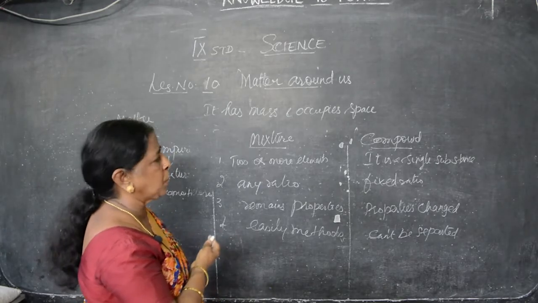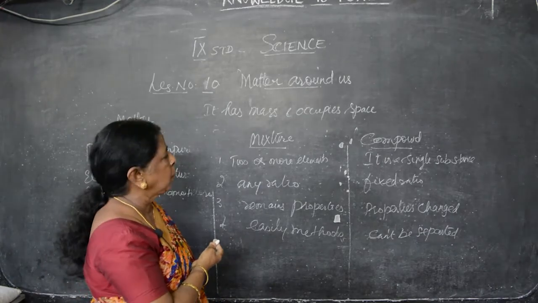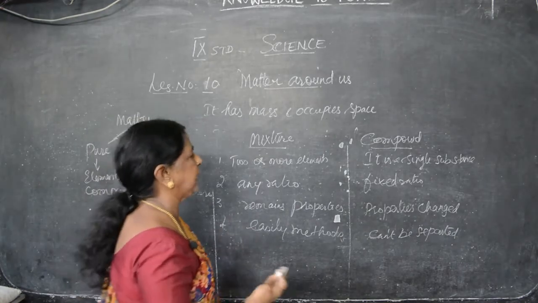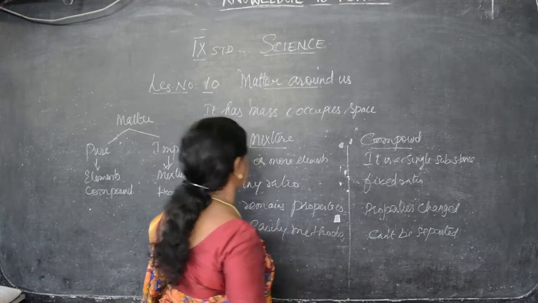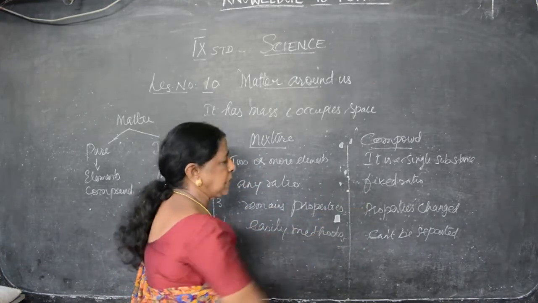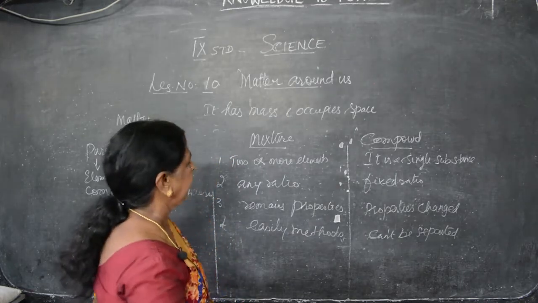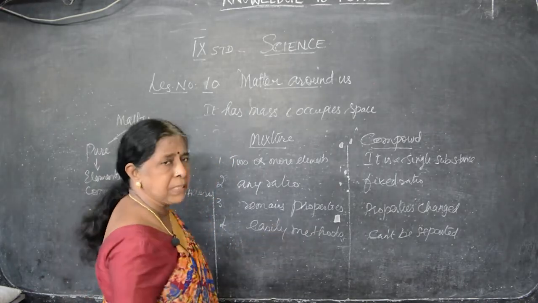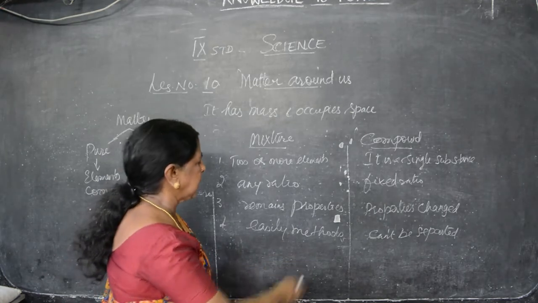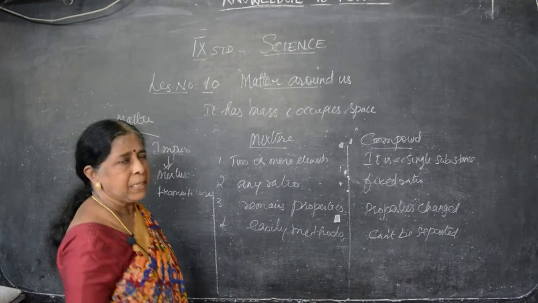So mixture, I said, has two or more elements, and though they are mixed, they can be separated. We cannot say it's made up of one kind of atom. Compound is a single substance. It cannot be separated. Mixture is in any ratio; compound is in a fixed ratio. In a mixture the properties remain as they are. Here the properties are changed. It cannot be easily separated. Clear? Any doubts in this?